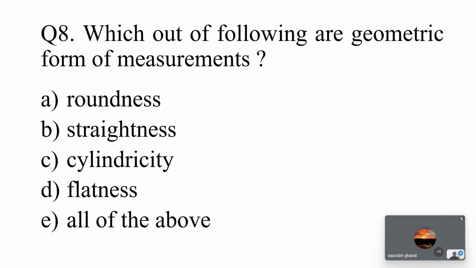Okay, so what are the actual answers? Which of the following are geometric forms of measurement? Roundness, okay. Geometric form of roundness is correct. Straightness, geometric form, cylindricity, and flatness. All of them are actually your geometric forms. So all of the above is the correct answer.